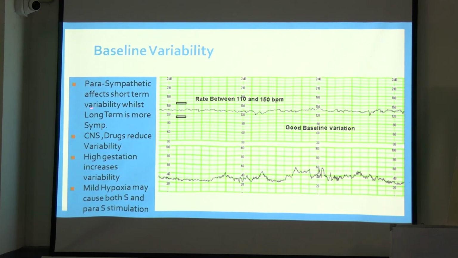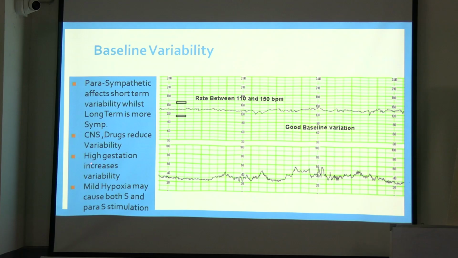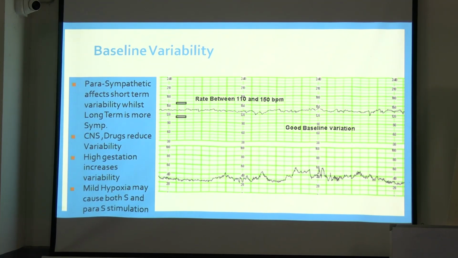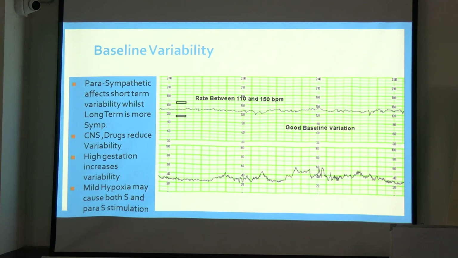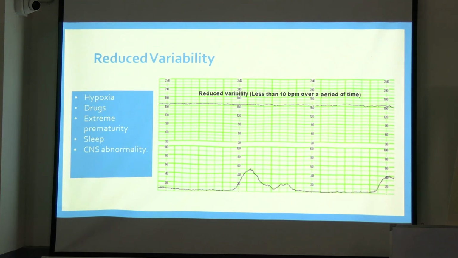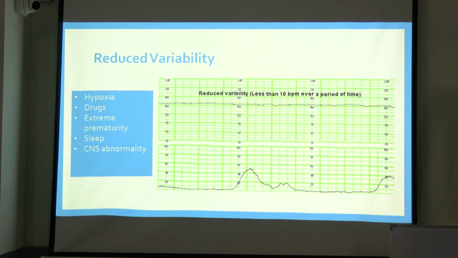Parasympathetic affects short-term variability, while long-term is more sympathetic. CNS drugs reduce variability. High gestation increases variability. Mild hypoxia may cause both, with simultaneous parasympathetic stimulation. Reduced variability can be due to hypoxia, drugs, extreme prematurity, sleep, CNS abnormality.